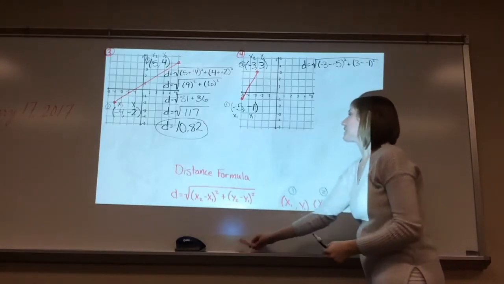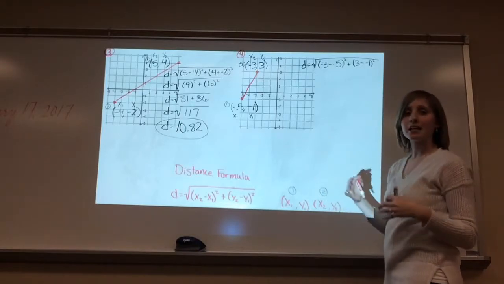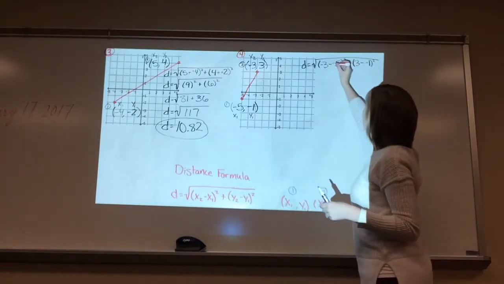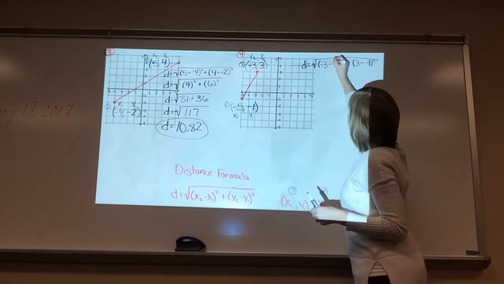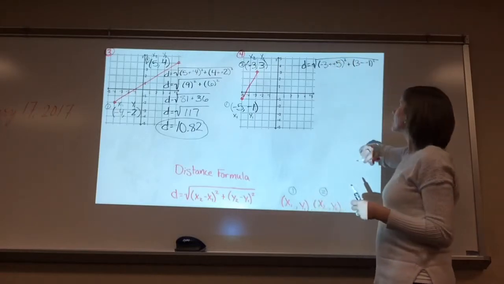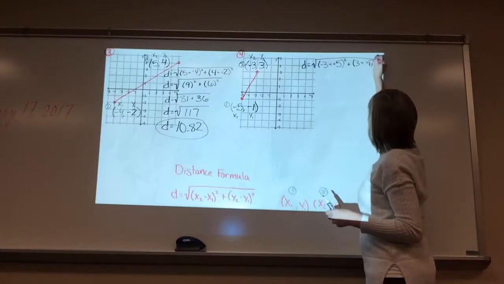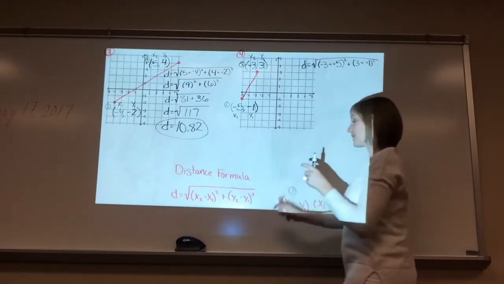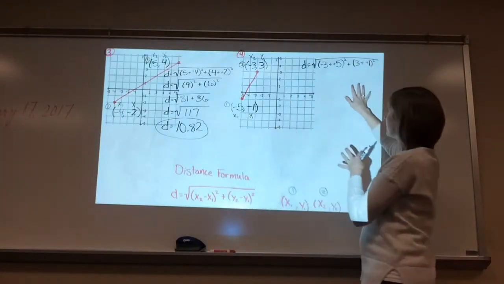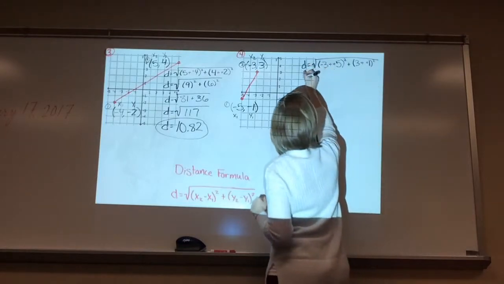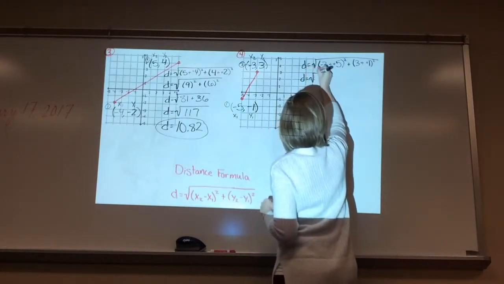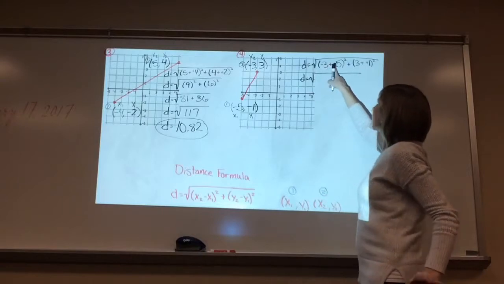Remember, subtracting a negative is the same thing as adding a positive. So instead of minus negative 5, we're going to make this plus positive 5. And instead of minus negative 1, we will make this plus positive 1. So now we can go ahead and compute this. So we're going to have d equals the square root of negative 3 plus positive 5.